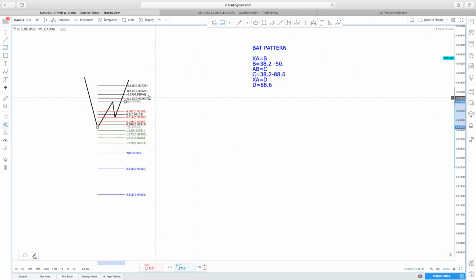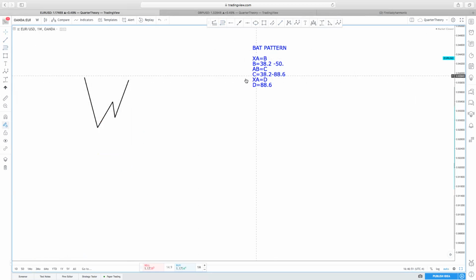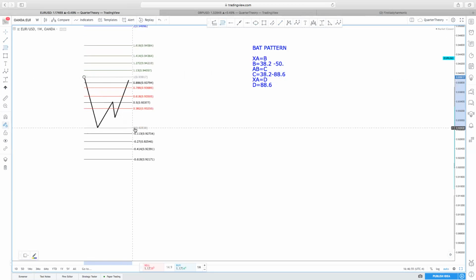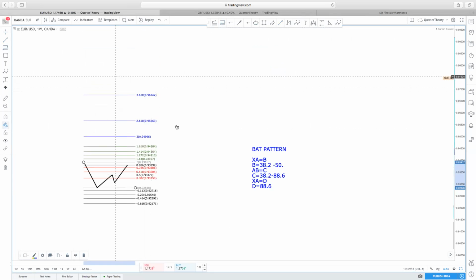Now, my D point is going to be my XA leg. So if I'm looking for an 886 for my D, I'm going to measure from X to A, and my D point is right here. And there is my bat pattern. The reason why I like the way my fibs are set up here is because I can do this in one move.